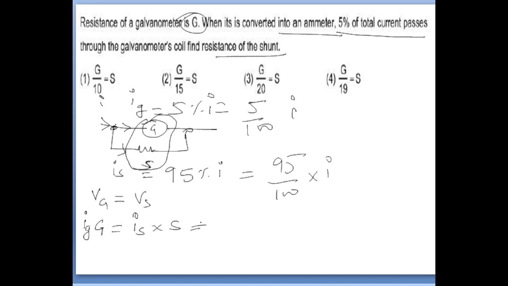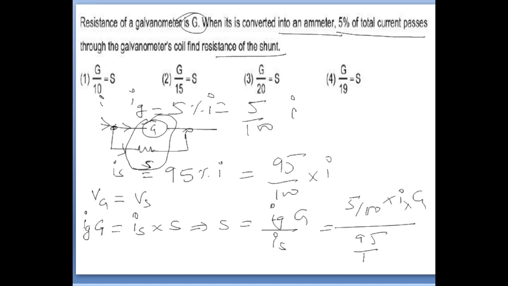So you want S, right? So S equals Ig into G by Is. Ig is 5 by 100 into I, into G, by Is which is 95 by 100 into I. I cancels, 100 cancels. So how much? This is 19 times, 5 19s. The answer is G by 19. Hope you understood. What is your answer for this question? Okay, we understand this question. The next question will come here.